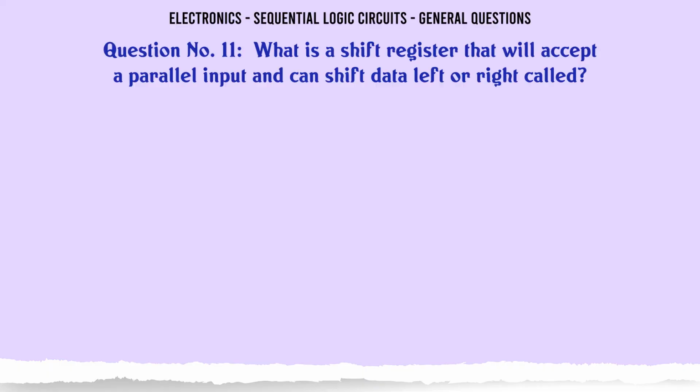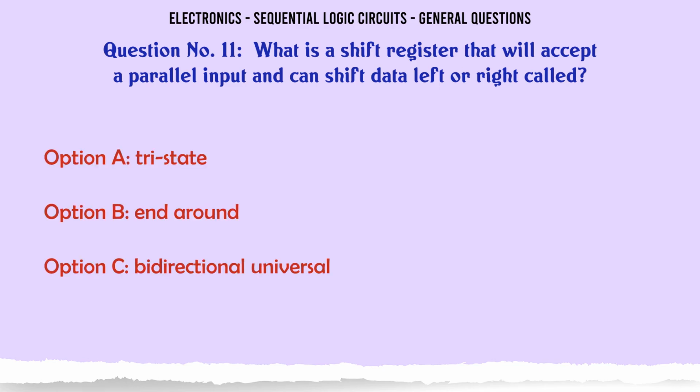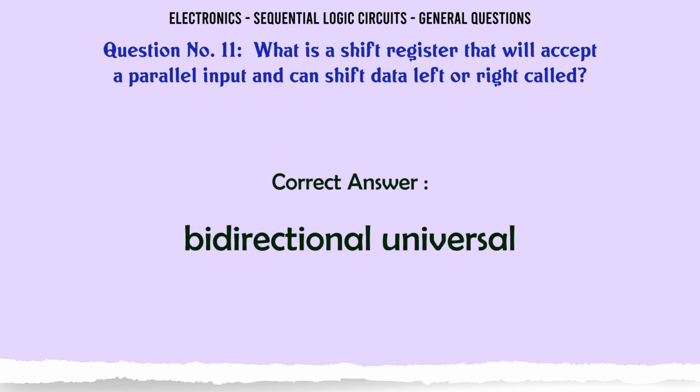What is a shift register that will accept a parallel input and can shift data left or right called? A. Tri-state. B. In-around. C. Bidirectional universal. D. Conversion. The correct answer is bidirectional universal.